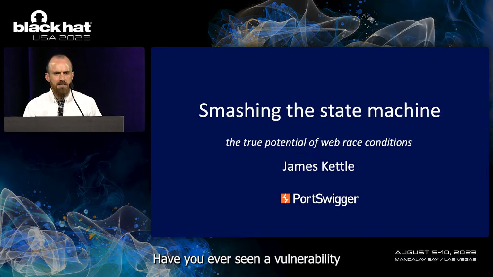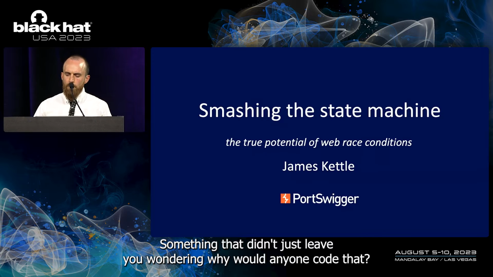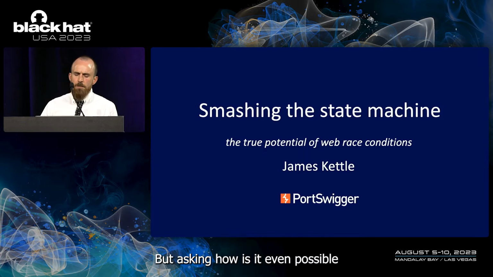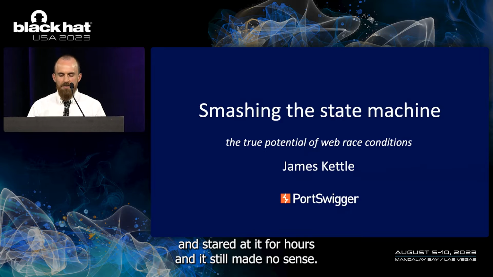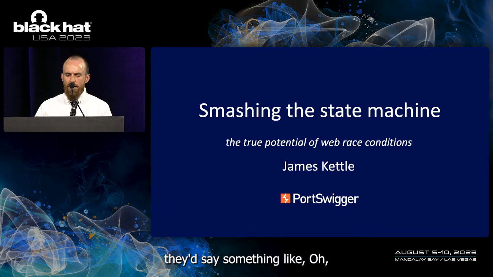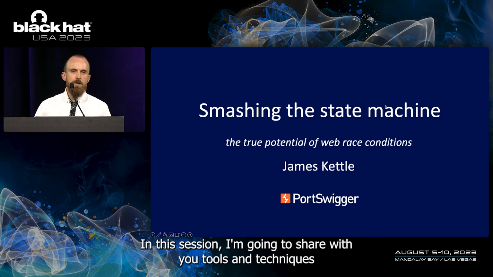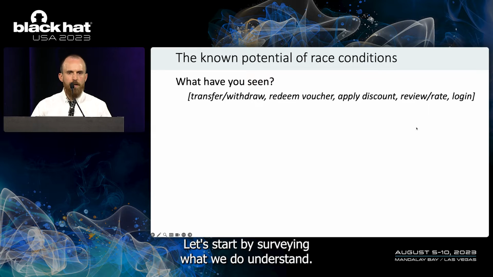Have you ever seen a vulnerability that made absolutely no sense? Something that didn't just leave you wondering, why would anyone code that, but asking, how is it even possible to write code that has that effect? Maybe you even got hold of the source code and stared at it for hours and it still made no sense. And perhaps, if you showed it to someone else, they'd say something like, oh, it must be a race condition. In this session, I'm going to share with you tools and techniques to discover and exploit that kind of race condition. Let's start by surveying what we do understand.